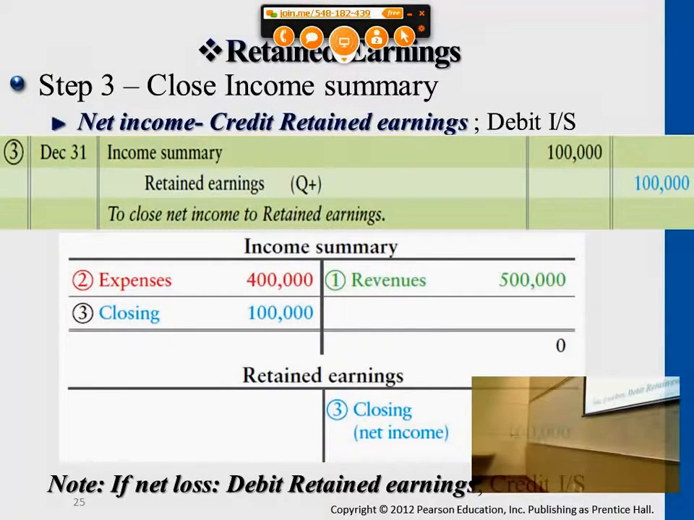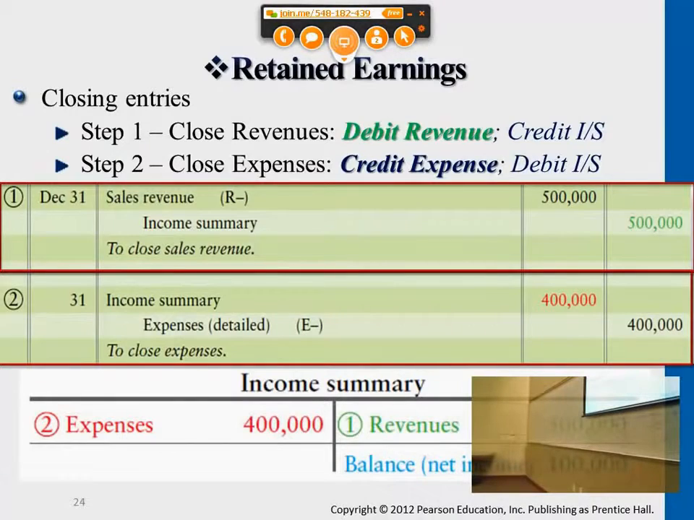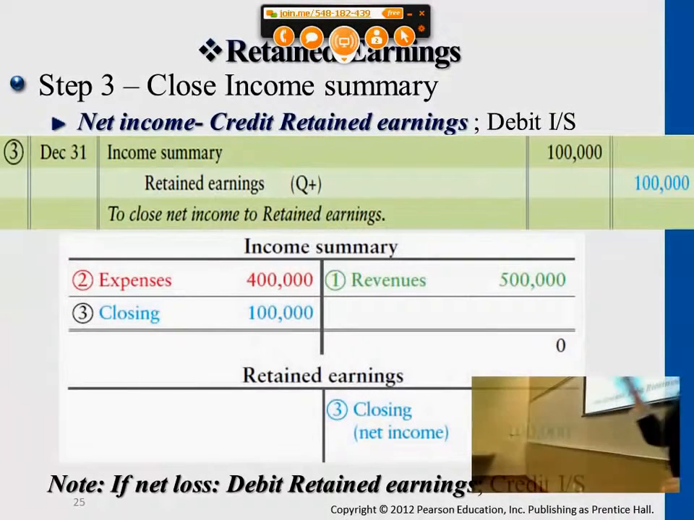It's on the debit side because earlier we had net income here, and if we want to close out this, then we will be posting it to this side. Okay? And then also retained earnings increases, so retained earnings definitely is on the credit side.